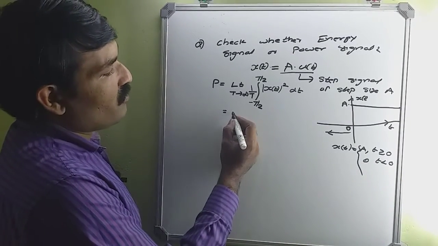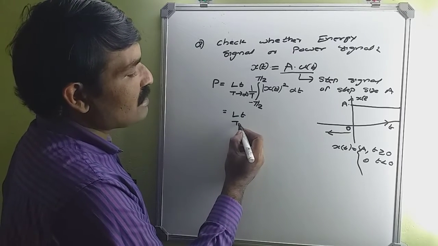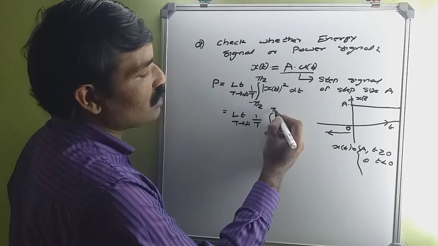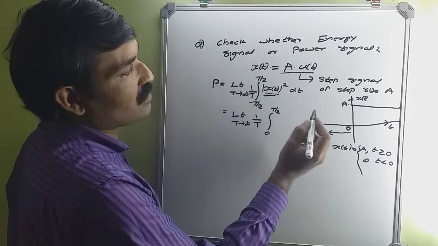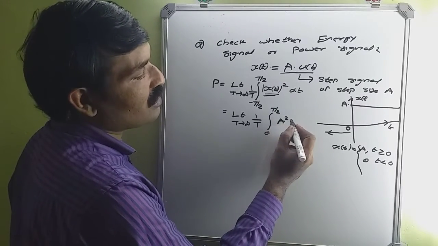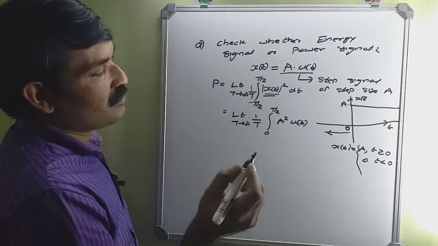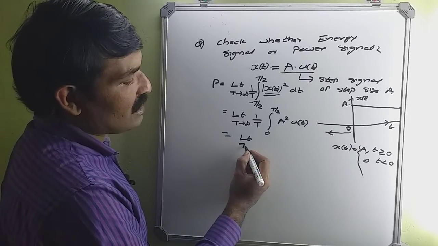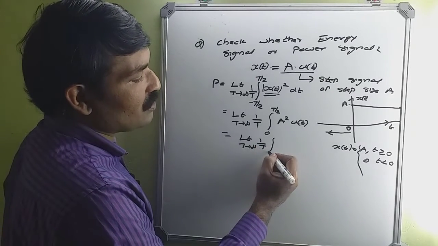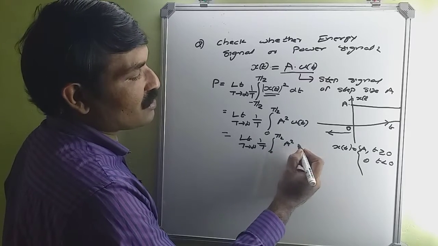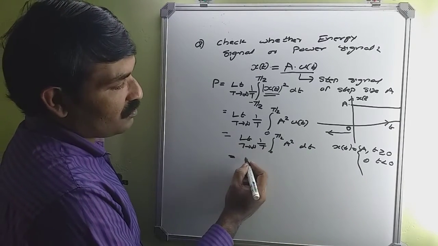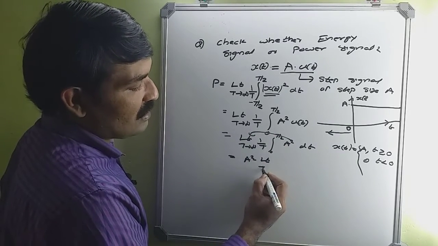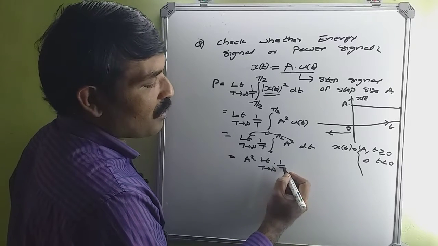This implies we can split. We can write this as limit t tends to infinity 1 by t into integral, lower limit 0 to t by 2, x square. That is x square is equal to A square u of t, that is equal to A square into u of t. That is equal to limit t tends to infinity 1 by t into integral 0 to t by 2 A square dt. Or A square is taken outside into limit t tends to infinity 1 by t integral dt.